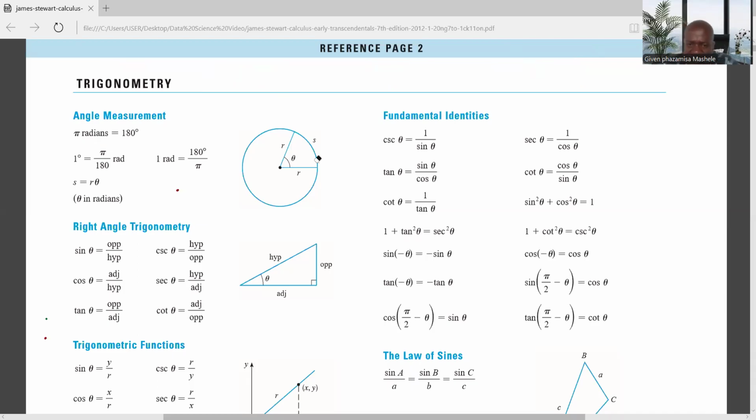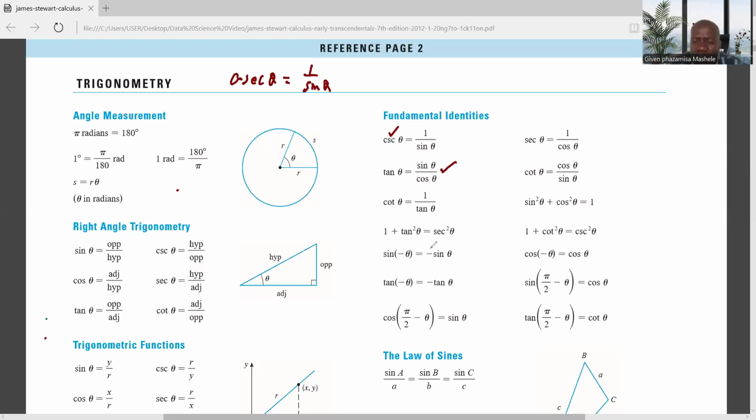Actually, let me just say this. Remember we said we have cosec. Cosec is the reciprocal of sine, which means cosec is just 1 over sine. Tan, we know, is sine over cos. And cot is cos over sine, which is the same as 1 over tan.